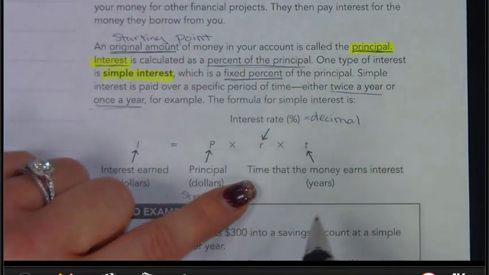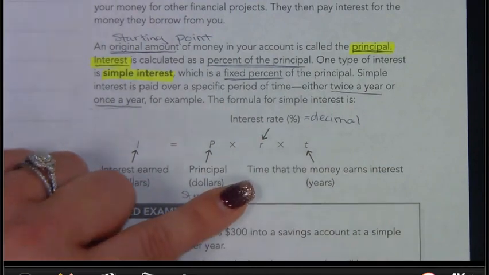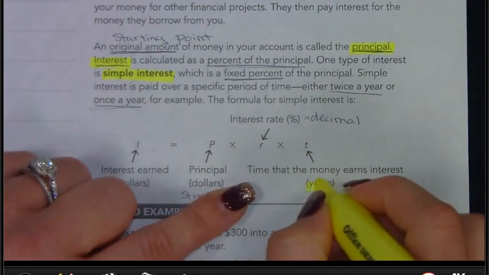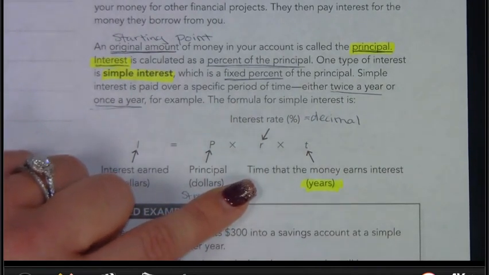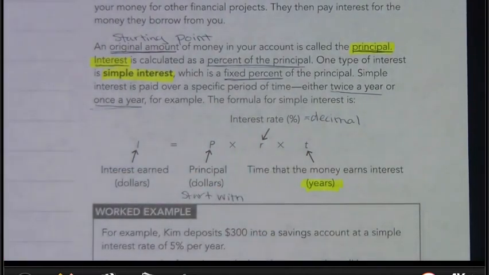So it's the time, and it should always be in years. If you ever see a problem and it says in 12 months or 24 months, you need to change it over to years.